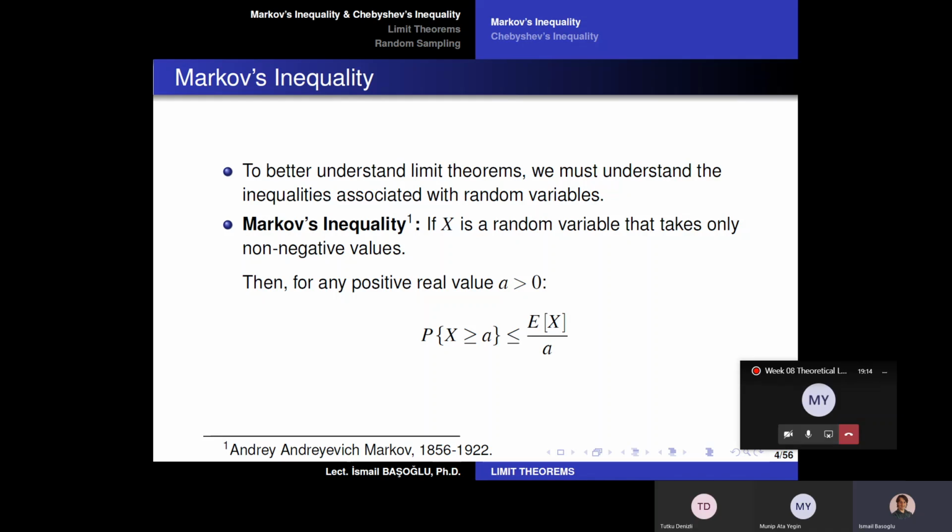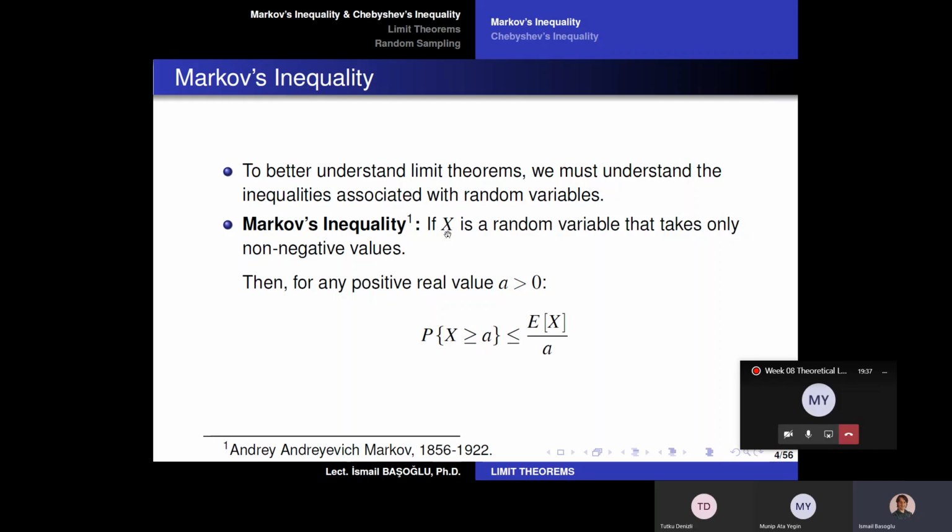Markov's inequality says this: if X is a random variable which takes only non-negative values, which means X can never take negative values, so X can take 0 value or positive values. Either it is discrete or continuous, it doesn't matter.